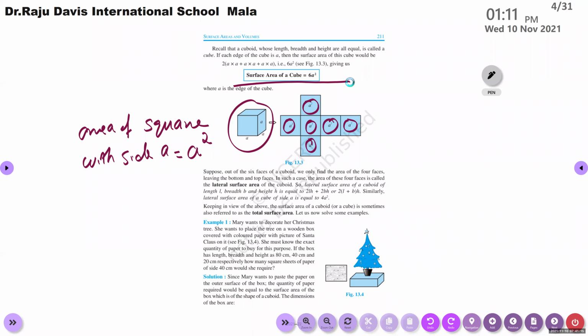Now all of you think about its lateral surface area. What will it be? 4 A square, because we are considering only 4 sides. Upper portion and bottom portion are excluded, remaining 4 A square. So you can write, lateral surface area of a cube is 4 A square.